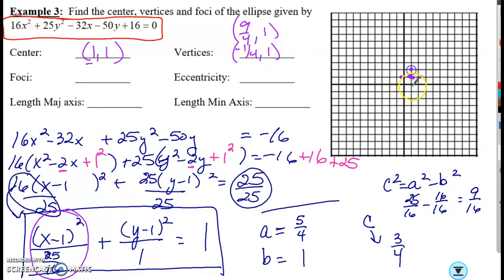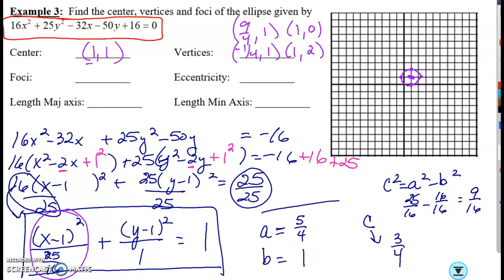Then we're going to go up 1 and down 1. So this is going to be our ellipse. It's a little bit more of a football. And we added and we subtracted 1 to the y value. So we get 1, 0, and 1, 2.